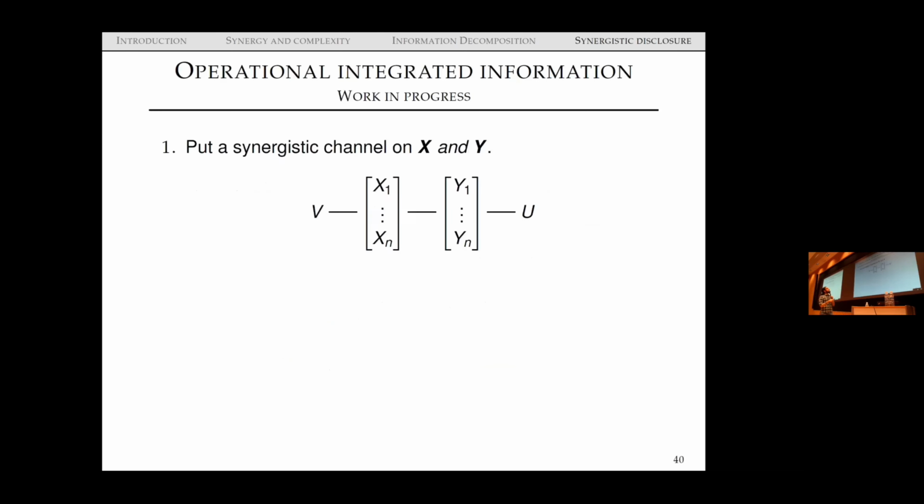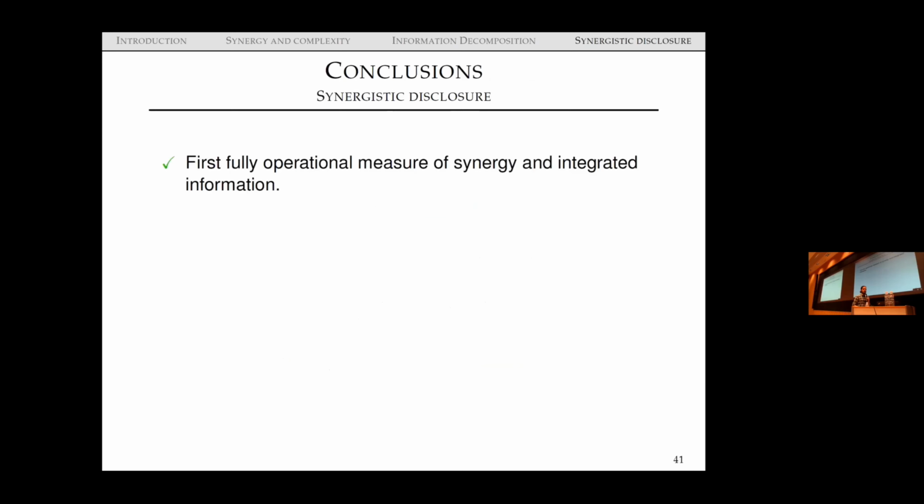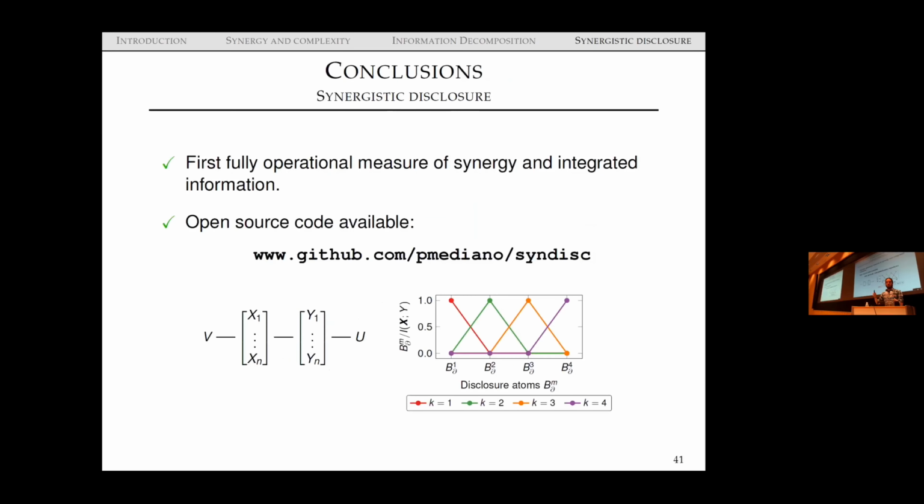And with that, I'm going to conclude by just mentioning that we have a similar thing for integrated information that basically says, well, you put a synergistic variable here and another synergistic variable here, and you optimize these two things jointly. So you have an efficiently computable phi with operational meaning. And with that, I'm going to conclude. You can find the source code and the papers for all these things available online.